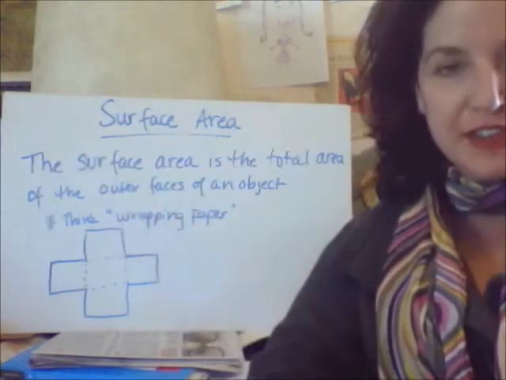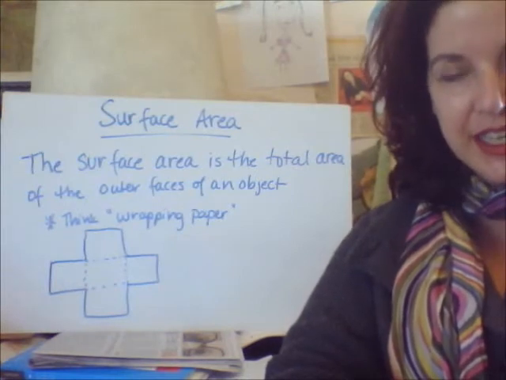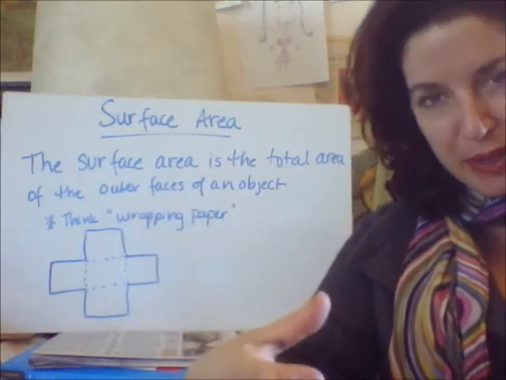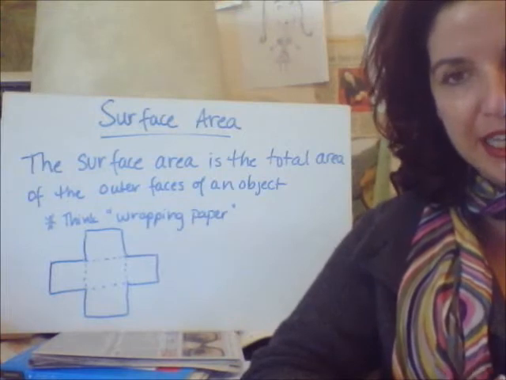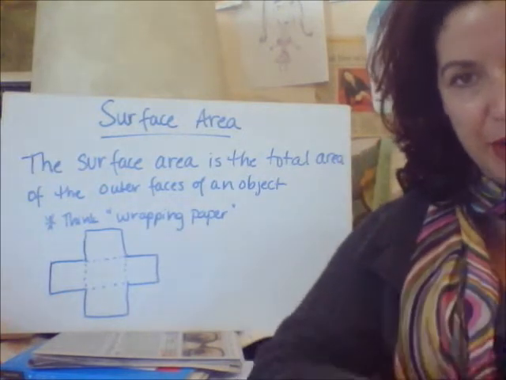So, yeah, I've got the definition there. The surface area is the total area of the outer faces of an object. So I wrote there, think wrapping paper. It's different than what the object can hold in terms of volume. This is just all the area around the outside.